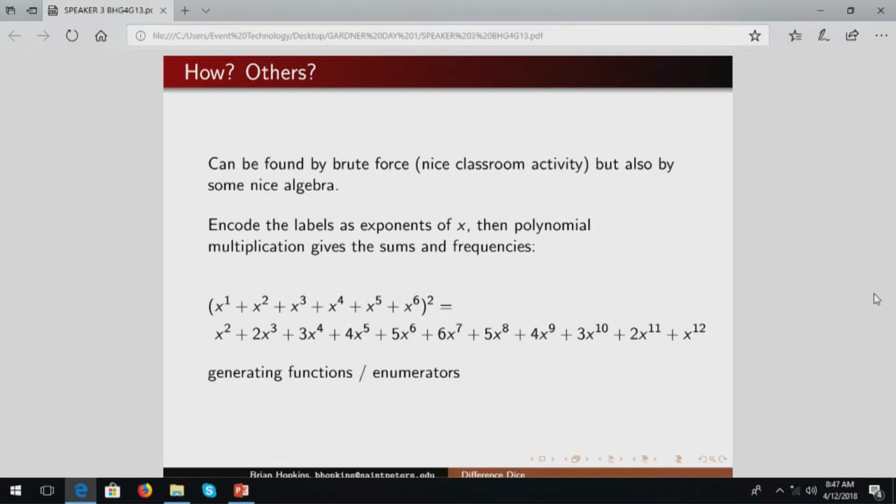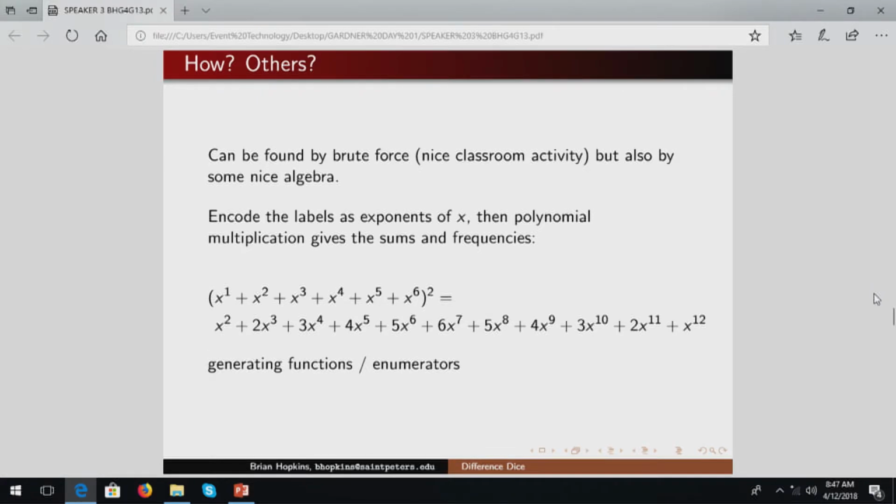The nice approach for this, though, is using some algebra. So I can encode the two dice, and I'm going to put the labels in as the exponents. And then when I square it, the coefficients you see are going to give me the frequencies of the sums. So this is a first example of generating functions, or something I've heard also called enumerators.